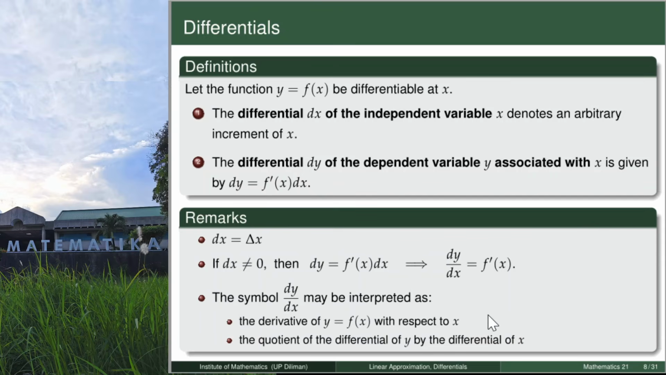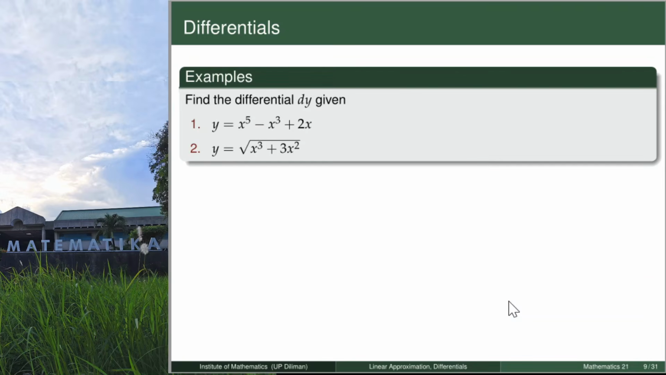So now we have two meanings for this symbol: the derivative of y with respect to x, and the quotient of the differentials of y and x. Okay? So let's try some simple examples in finding the differential dy given these functions. It's very simple. All you need to do is find the derivative. So here, find the derivative and multiply by dx, and you're done.